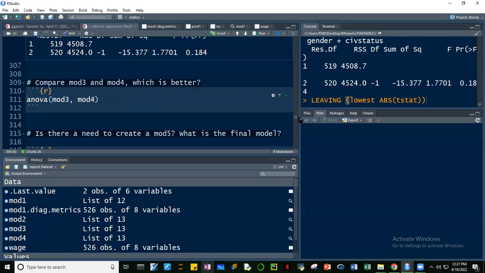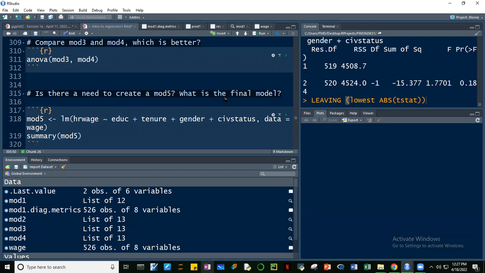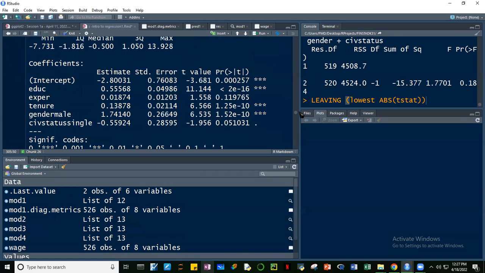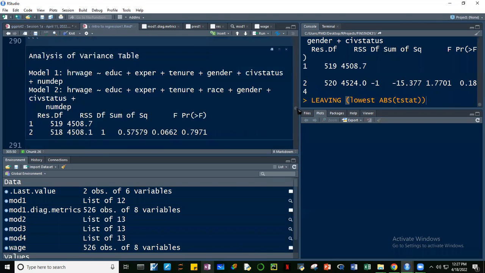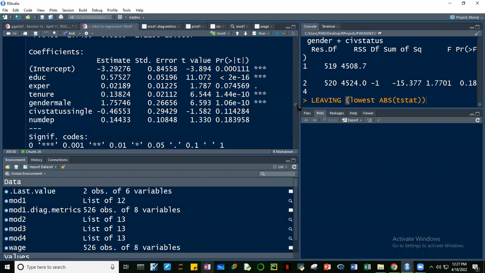Okay, now question. Is there a need to create a model 5? Tingnan natin, guys. Asan ba yung model number 4 natin? Okay. Take a look at this. You notice, guys, that before, sa experience sa model number 3 natin, significant siya, pero at 10% lang. Tapos si civil status, hindi siya significant.